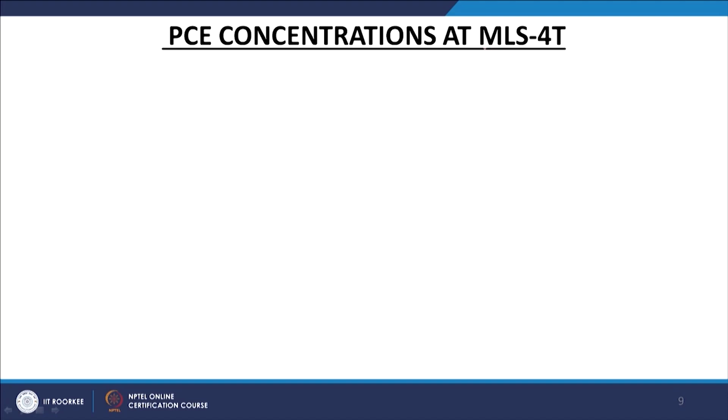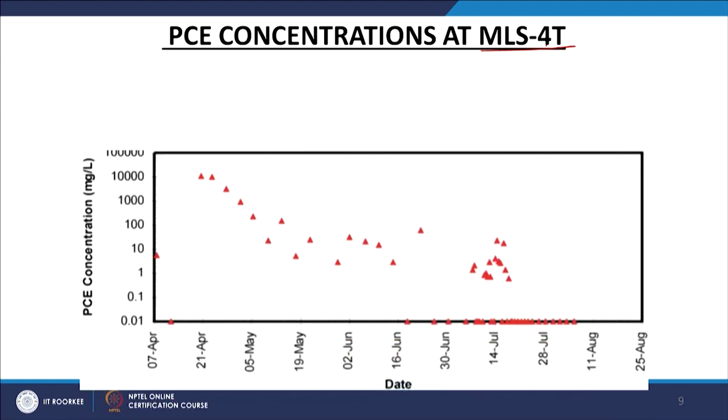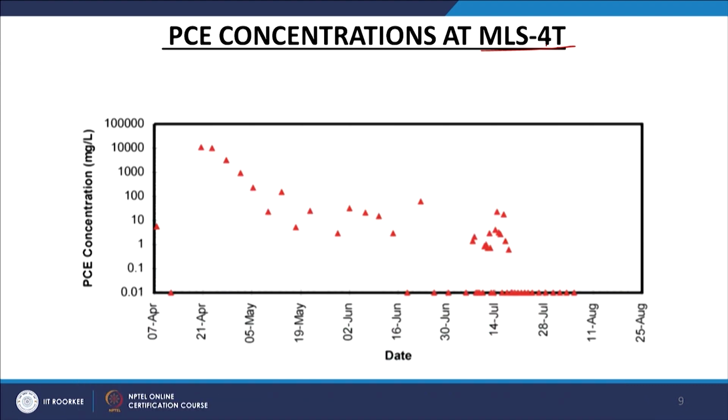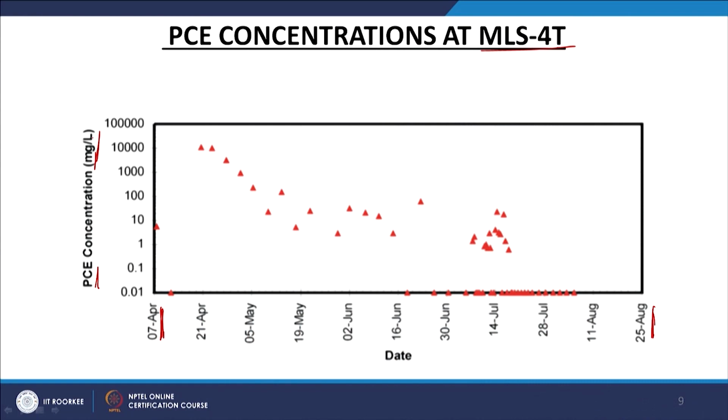PCE concentrations at a particular monitoring well; we also had different monitoring wells. So, at a particular monitoring well we have this data. First, let us look at what we have. We have something in April and then in August, more or less from the start to the end of this particular demonstration cycle, and we have concentrations in milligram per liter, remarkably high. Obviously here we are looking at very high concentrations.